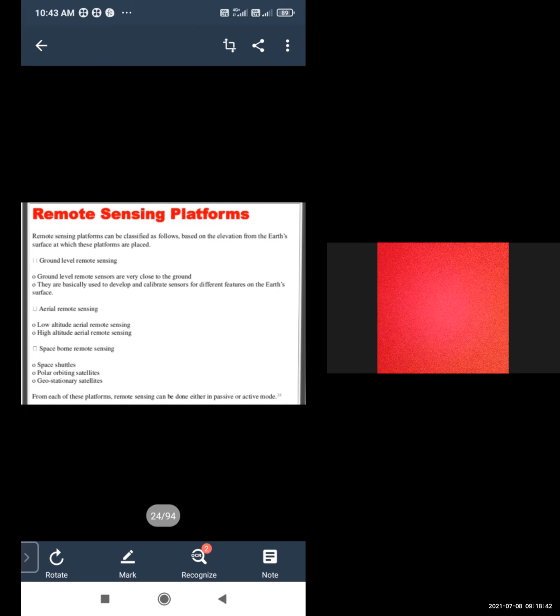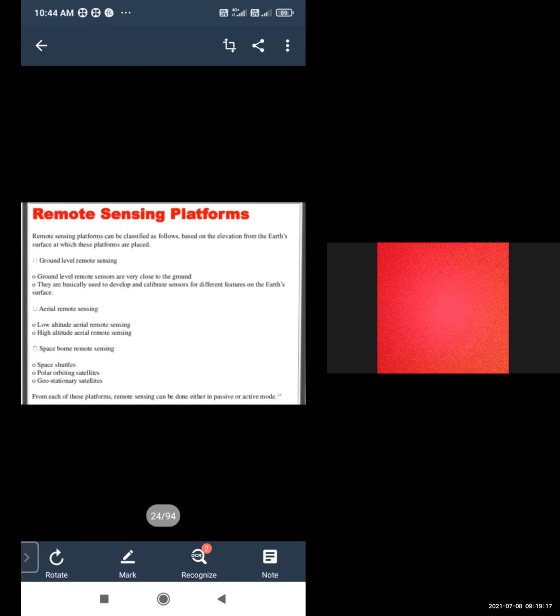First is ground level condition, that is ground level remote sensing platform. Second is the aerial remote sensing. In aerial remote sensing, the platform is in air, either at low altitude or high altitude from the earth surface. Third is the spaceborne remote sensing. So the platform is in space. First platform in space is the space shuttle, either polar or sun-synchronous satellite or geostationary satellite.